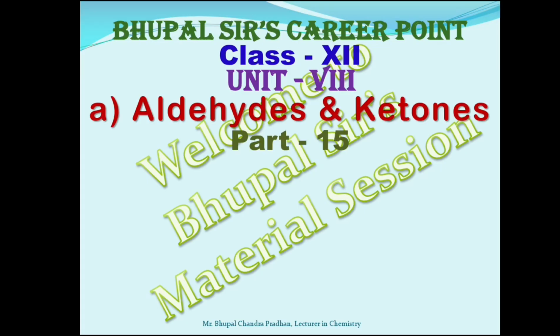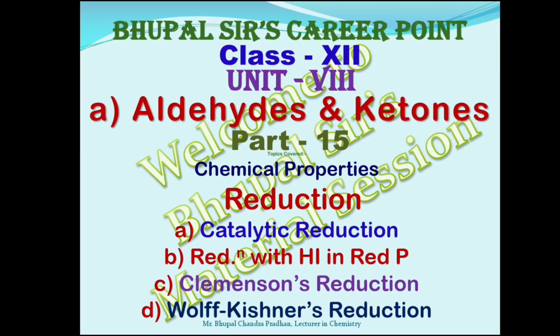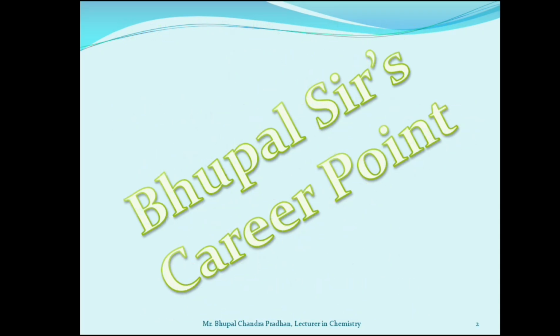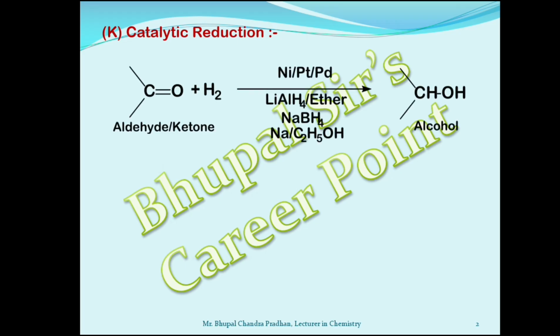This is the 15th video of this chapter covering the topics: the chemical properties of aldehyde and ketone for reduction. Aldehyde and ketone can undergo catalytic reduction, reduction with HI in red phosphorus, Clemmensen's reduction, and Wolff-Kishner reduction. Let us come to catalytic reduction. How do aldehyde and ketone undergo catalytic reduction?